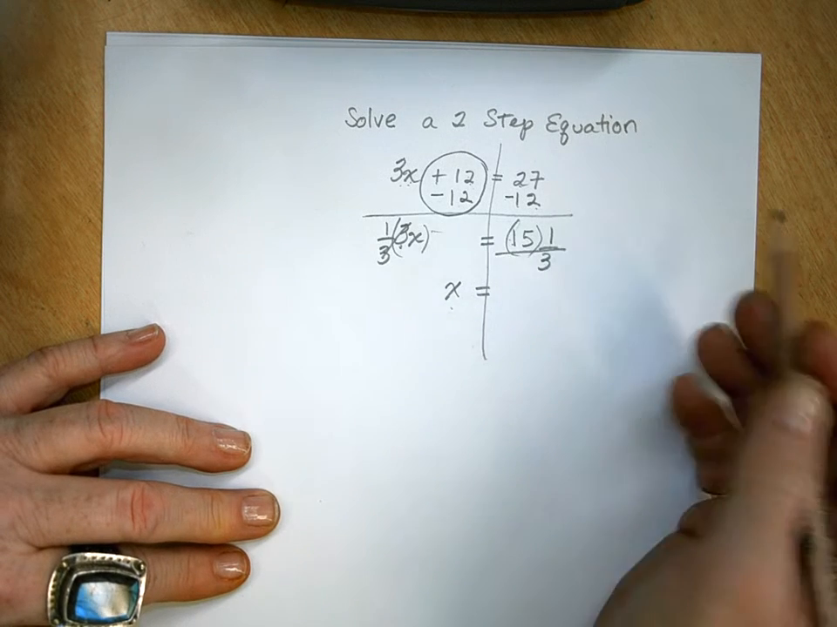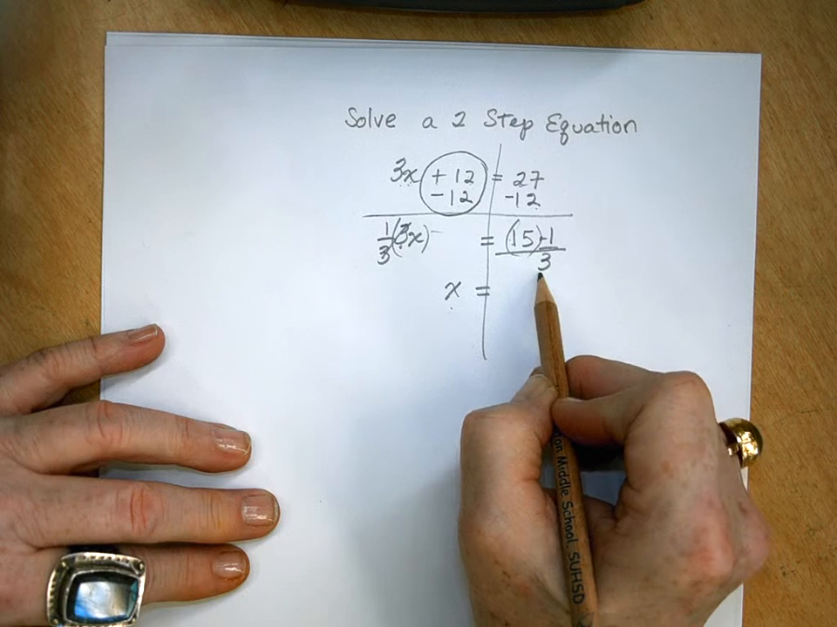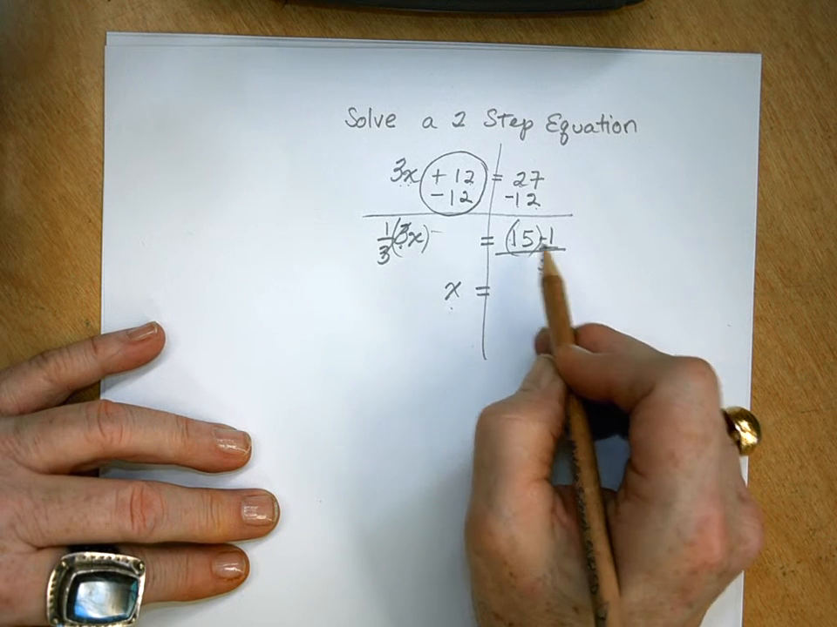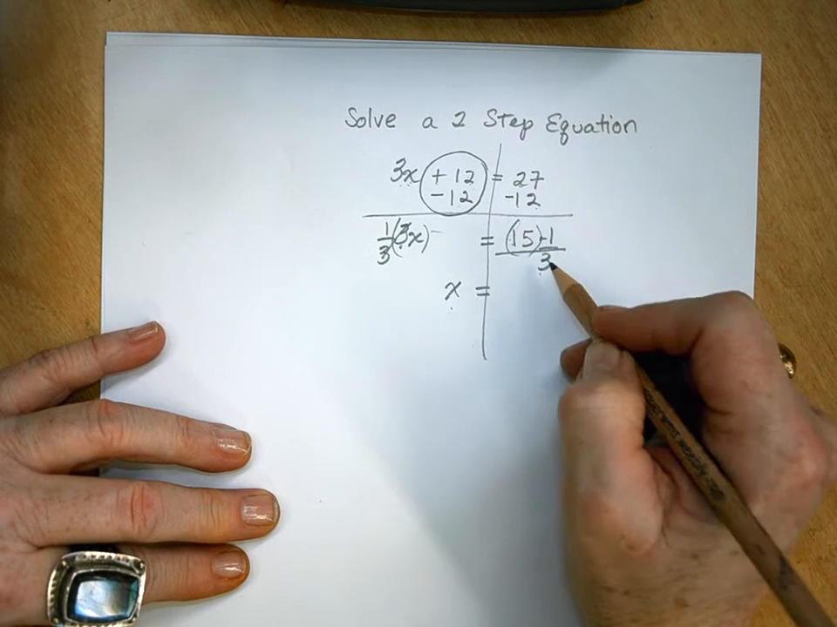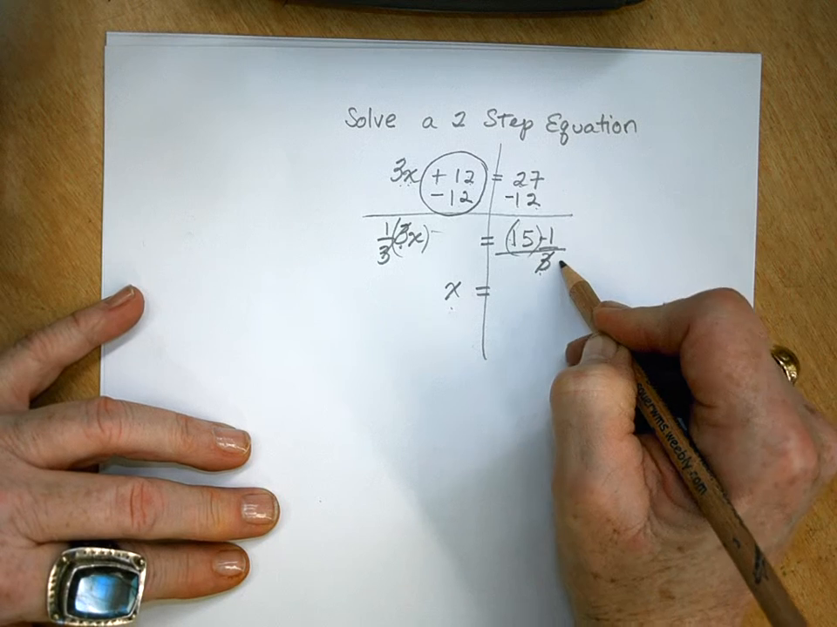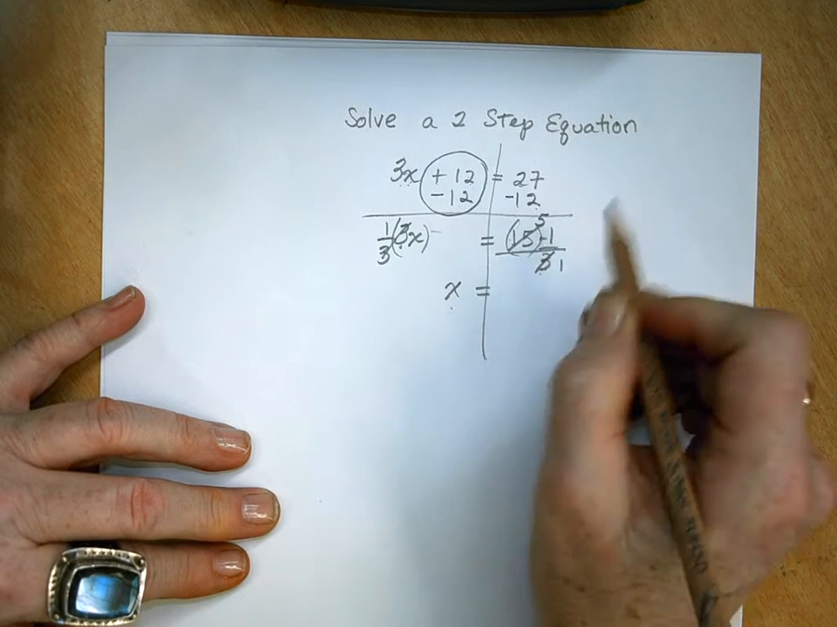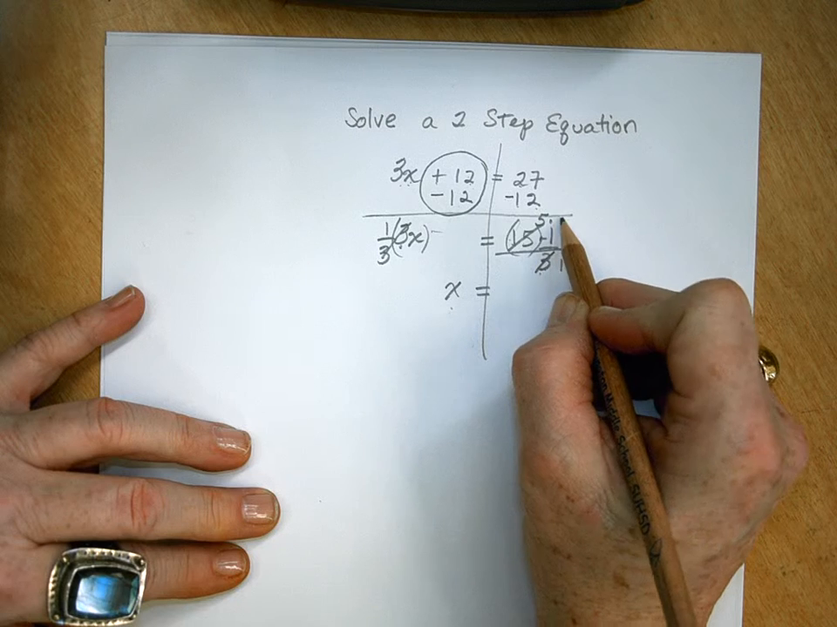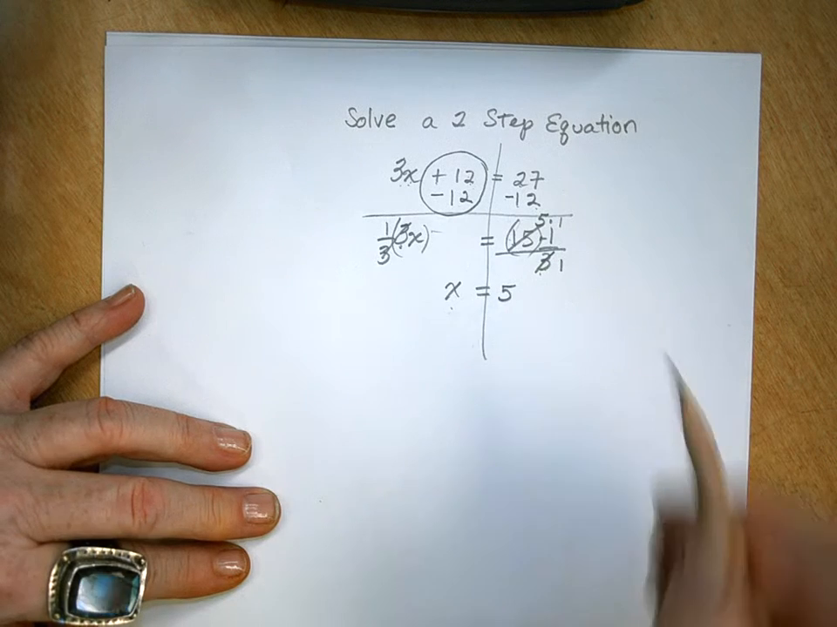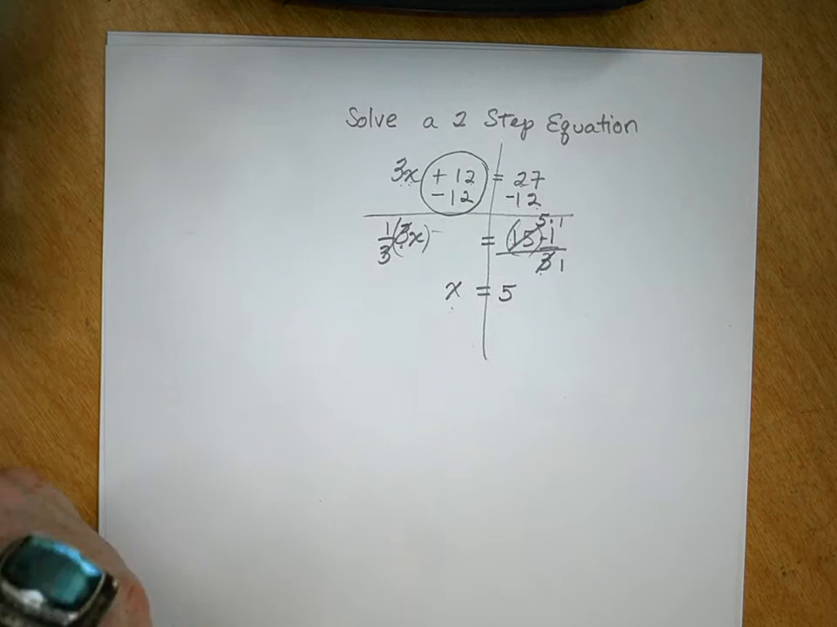Over here, I have 15 times 1 over 3. I can factor 3 out of itself and out of 15. So 3 divides into itself once. 3 divides into 15 5 times. So now I have 5 times 1, which gives me 5. That's my answer, or my solution.